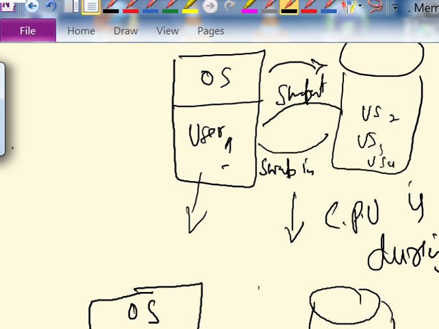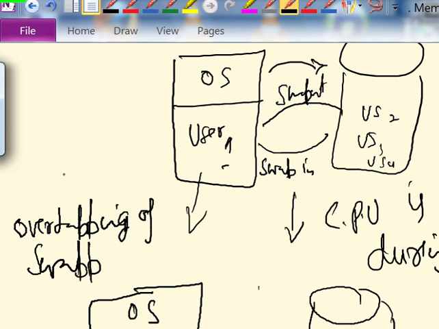So this is overlapping of swapping. So you are trying to overlap this swap. What happens is, listen, we have a job 2 and job 3, and basically job 1 is being executed here. Let me call it a job 1. Job 2 and job 3 are being read here. Job 1 is being executed, job 2 and job 3 are reading.